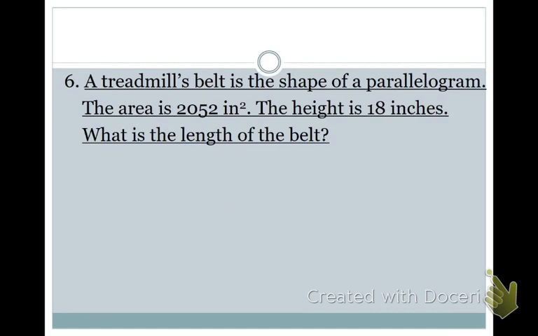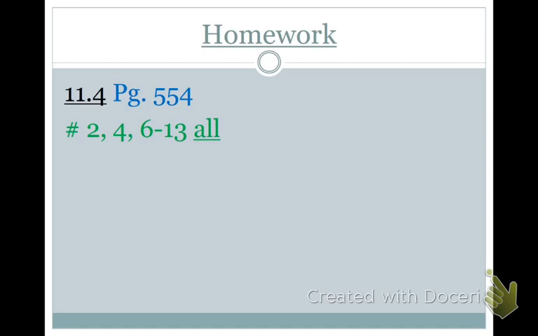Okay, so now your homework for tonight, it's numbers 2 and 4, 6 through 13 all. Okay, so you've got 10 problems just like normal. I want you to go ahead and pull out a piece of paper and please write down this assignment for tonight.